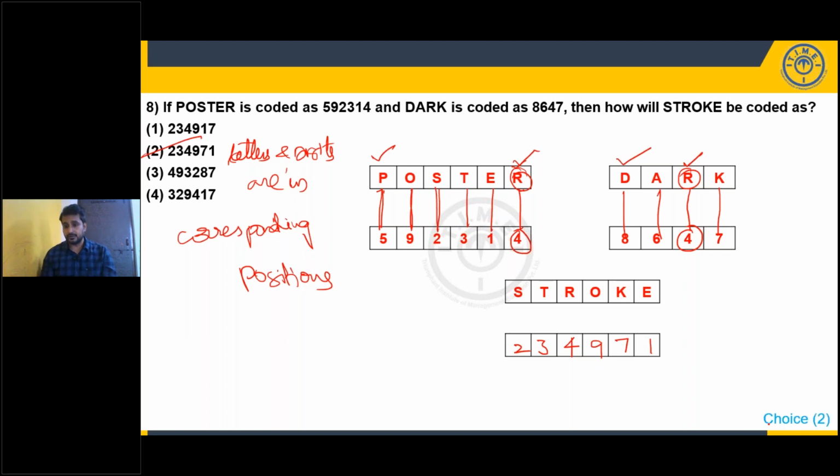And this kind of questions they will give you very frequently. Letters and digits in corresponding positions logic. They'll give you very regularly.